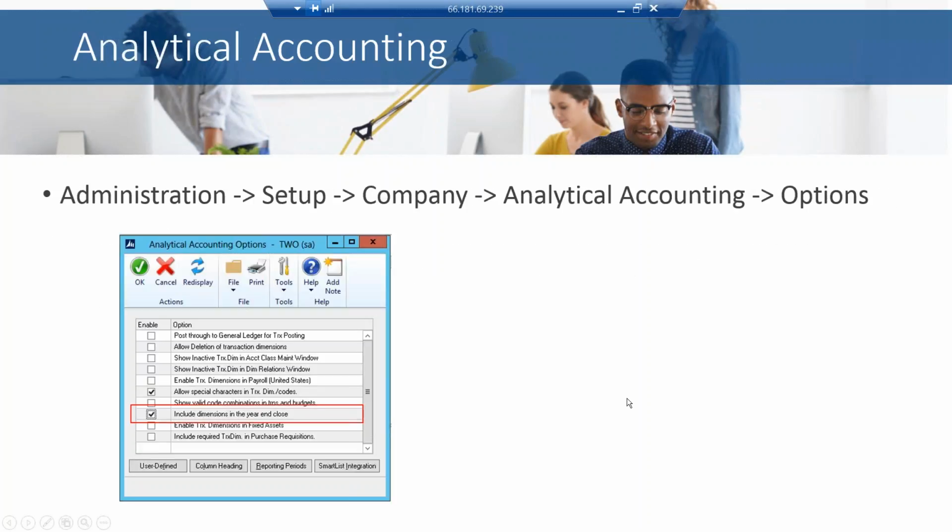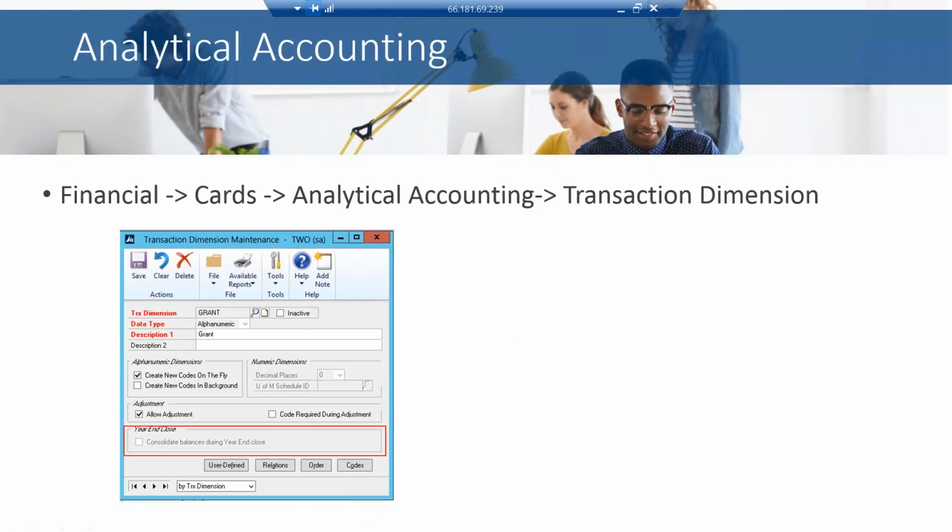So a couple of setup windows you've got to keep in mind. This is the first one. You'll notice that there's a checkbox on the analytical accounting options. It says include dimensions in the year-end close. If that's not marked, then the year-end close has no effect on analytical accounting. To get to this window, you go to Administration, Setup, Company, Analytical Accounting, and Options. Okay? So keep that in mind.